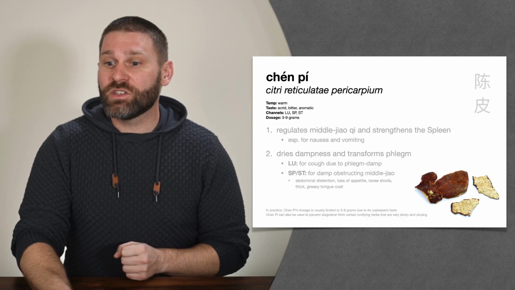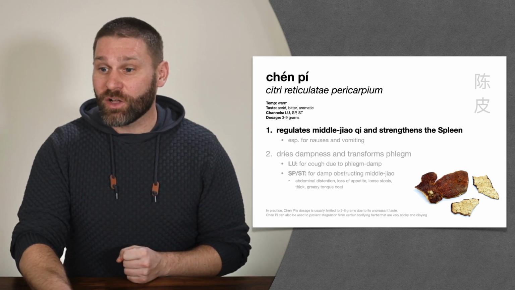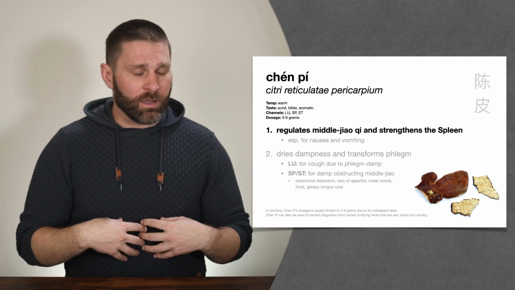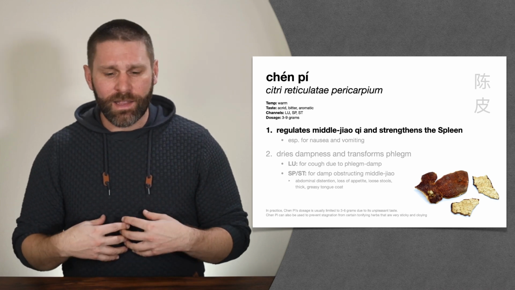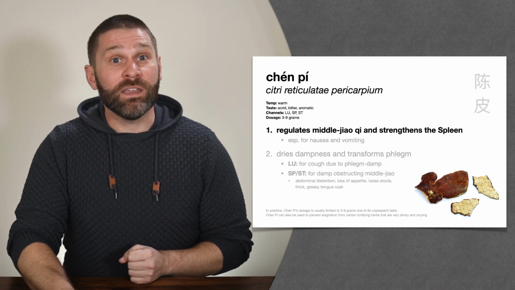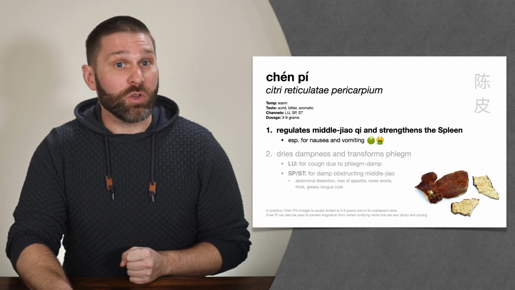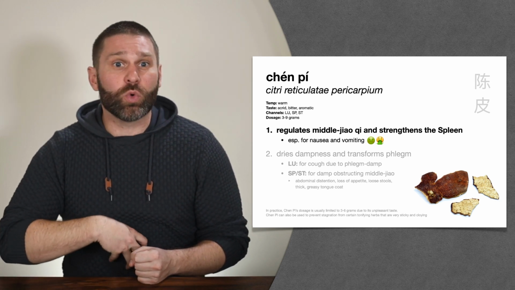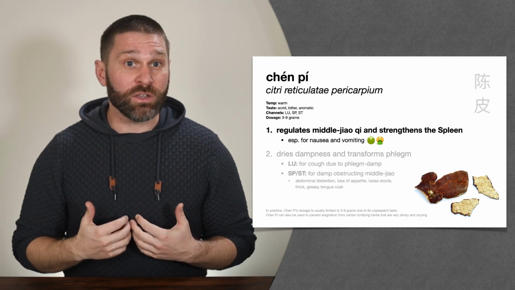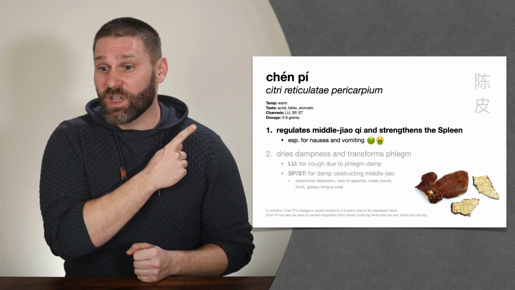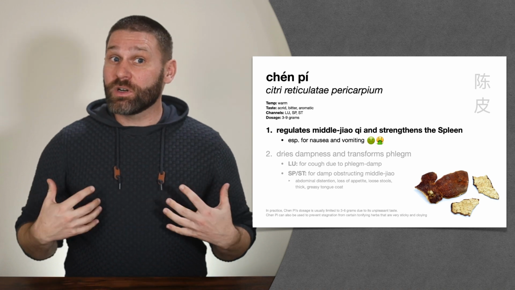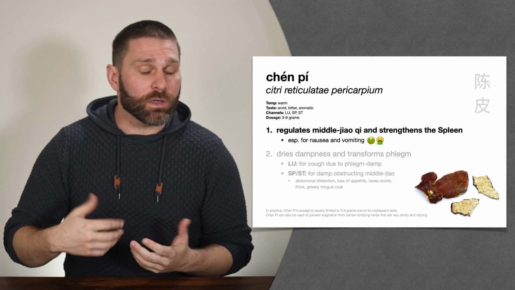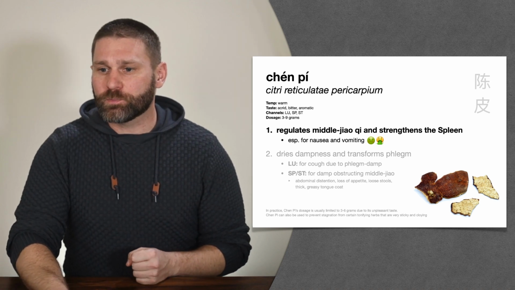But anyway, Chen Pi regulates middle jiao qi and strengthens the spleen for all of those things we talked about, like abdominal fullness, distension and pain, gas and bloating. But Chen Pi is especially useful for nausea and vomiting. So when that qi gets stuck in the middle jiao and starts to rebel back upwards, we can use Chen Pi. Notice that Chen Pi is acrid in flavor to disperse the qi, but it also has a bitterness to send things downward to deal with that rebellious qi.